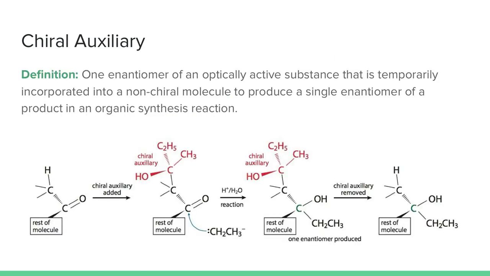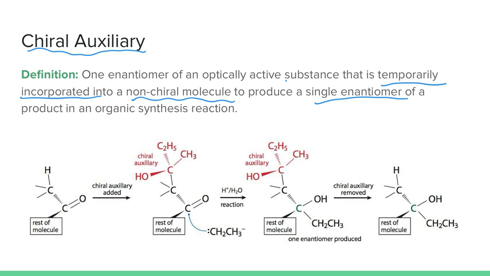A way that we could do that is we can use something called a chiral auxiliary. So what is a chiral auxiliary? Well, by definition, it is one enantiomer of an optically active substance that's temporarily incorporated into a non-chiral molecule to produce that single enantiomer of the product in a synthesis reaction.